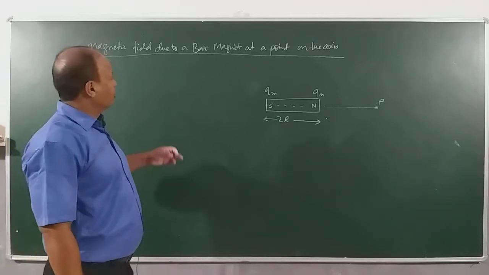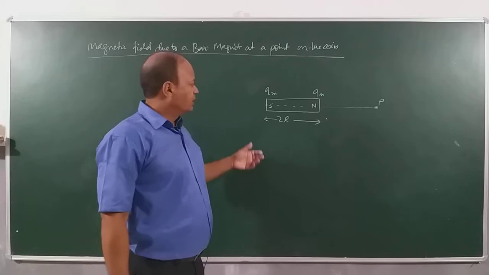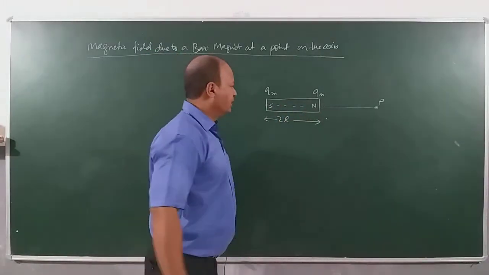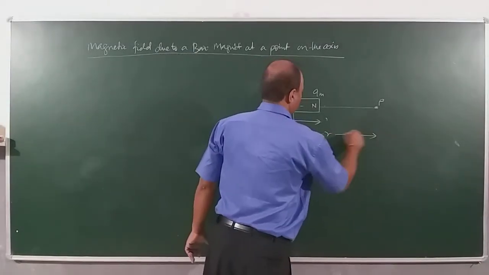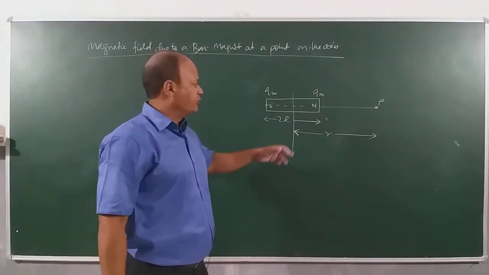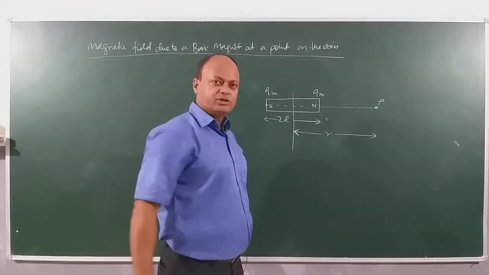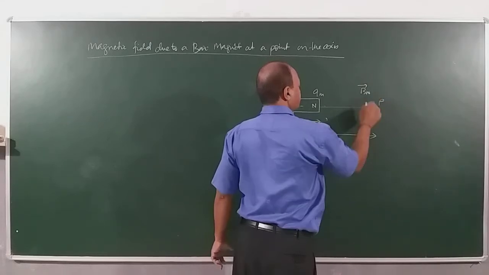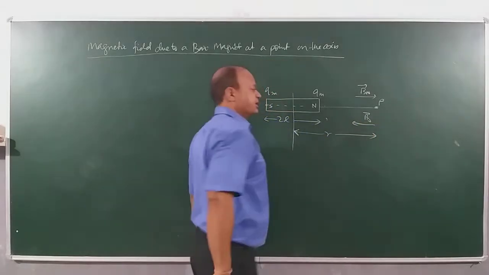Now we are going to discuss the magnetic field of a bar magnet at a point on the axis. Imagine we have a bar magnet, its length is 2L, and you want to estimate the magnetic field at a point P at distance r from it. Clear? You know the direction of the magnetic field due to the north pole will be away from the pole, and due to the south pole will be towards the pole. So this is Bn and this is Bs. You can see both fields are in opposite directions.